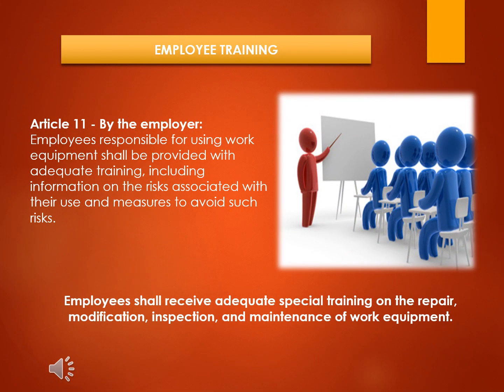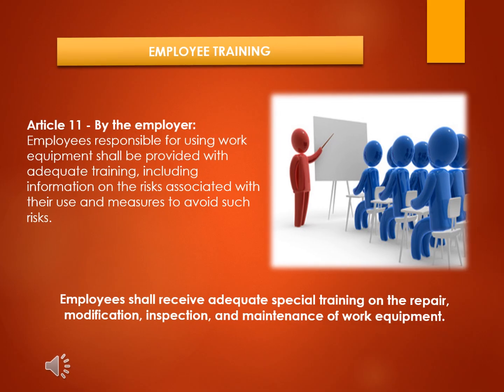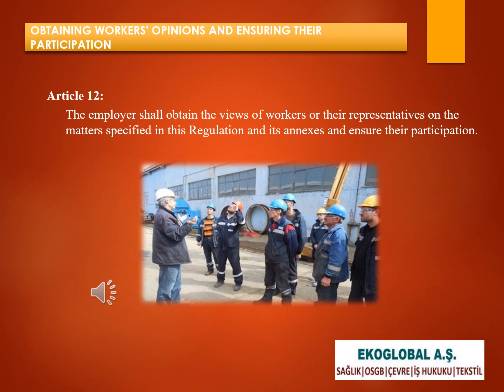Employees responsible for using work equipment shall be provided with adequate training, including information on the risks associated with their use and measures to avoid such risks. Employees shall receive adequate special training on the repair, modification, inspection, and maintenance of work equipment. The employer shall obtain the views of workers or their representatives on the matters specified in this regulation and its annexes and ensure their participation.